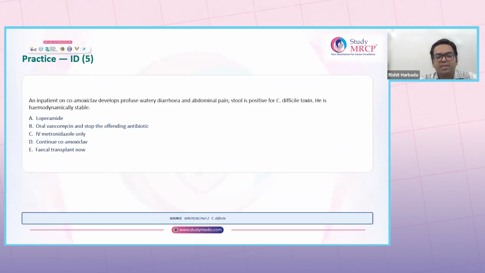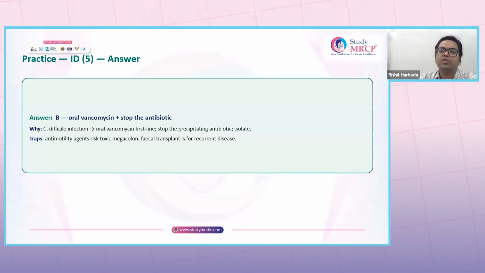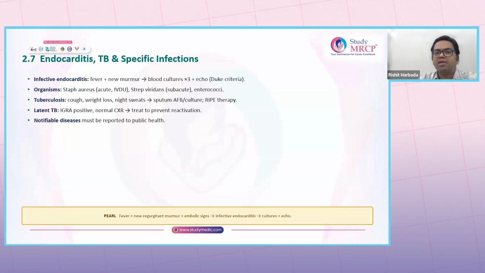Okay. So this is a question which is very, very important. A patient on amoxiclav develops profuse watery diarrhea with fever and abdominal pain, and stool is positive for C. diff toxin. What is the treatment of choice? So oral vancomycin and metronidazole are the treatment of choice. Oral vancomycin is the treatment of choice. If the patient develops toxic megacolon and is not responding, then fecal transplant is the treatment of choice.